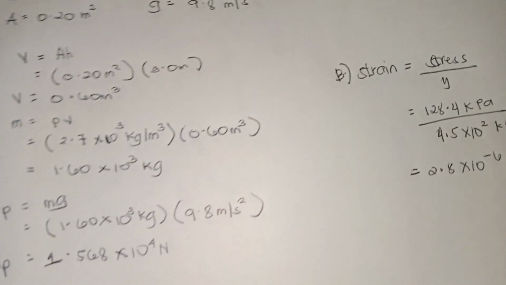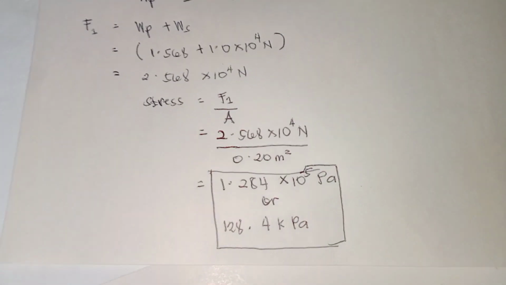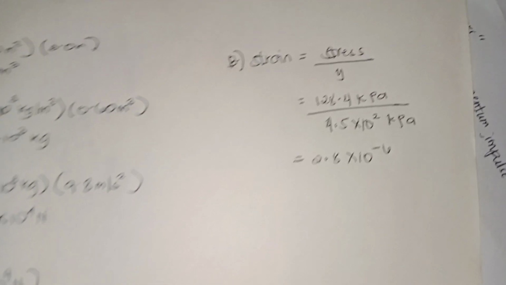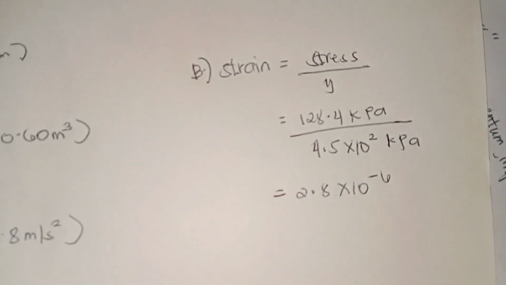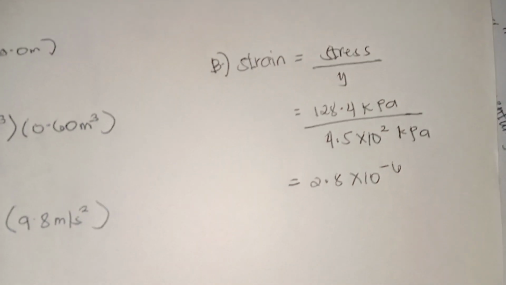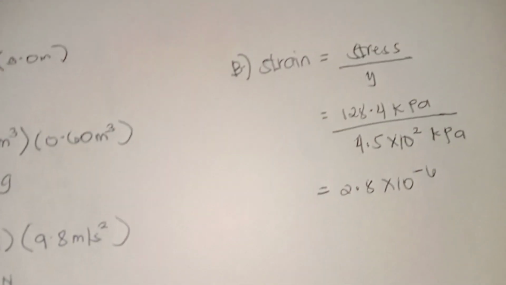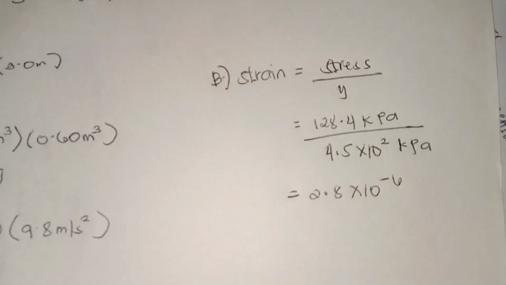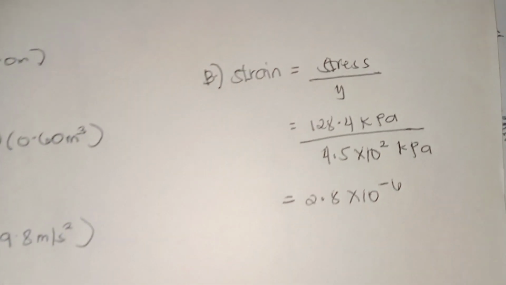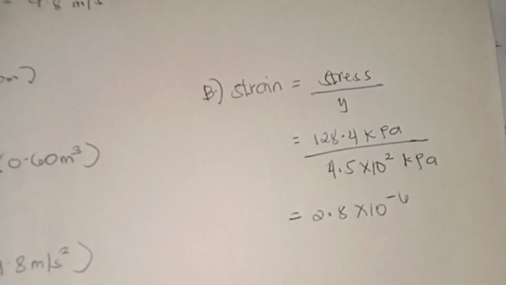Since we found the stress earlier, 128.4 Pascals, we copy it here. So 128.4 Pascals, which is our stress, and for Y, Y is the modulus of granite, 4.5 times 10 squared Pascals. So it equals 2.8 times 10 to the power of negative 6.